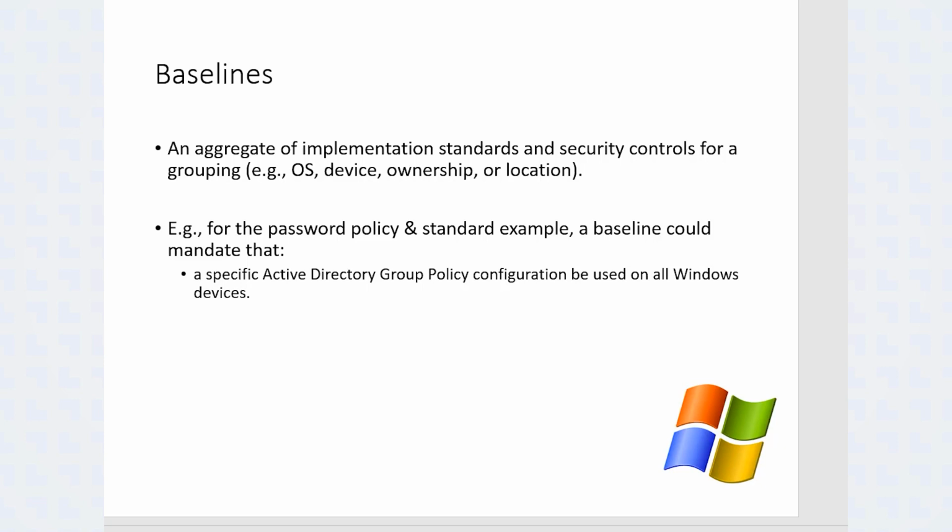Baselines are the aggregate implementation standards and security controls for a grouping. So let's say the operating system or the device or ownership or location. Right? For the password policy and standard example, which we've just discussed, a baseline could mandate that a specific Active Directory policy configuration be used on all Windows devices. So here it's broader, and when we look at integrating a system, the interoperability of a system, we need baselines to be in place.